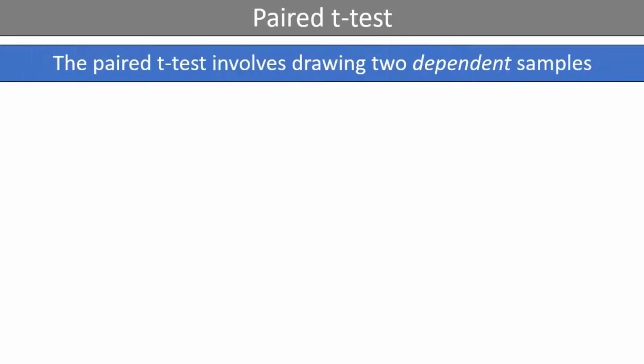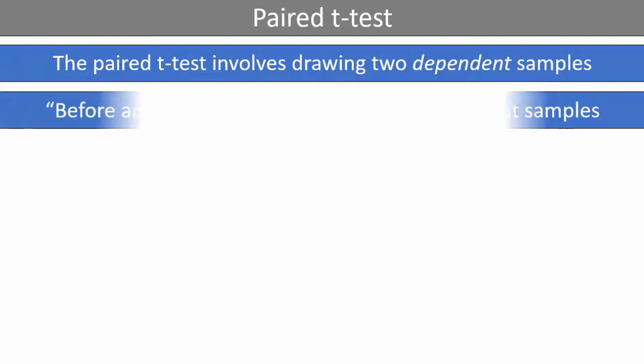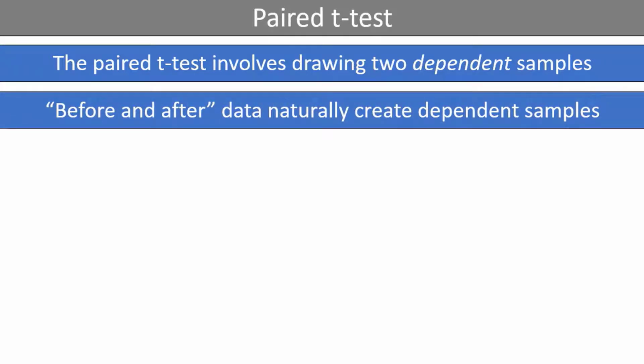The paired t-test is a hypothesis test that involves drawing two samples, where each observation from the second sample is dependent on an observation from the first sample. These types of situations happen naturally in before and after scenarios. Examples include measuring blood sugar levels before and after medication, or perhaps pre- and post-test scores administered to evaluate learning.